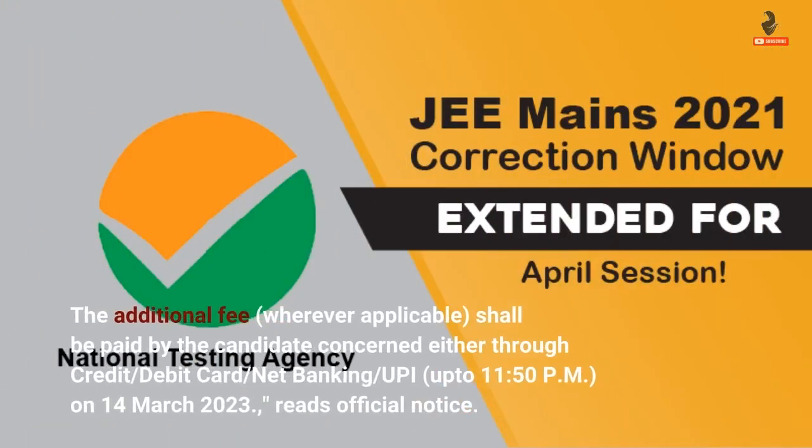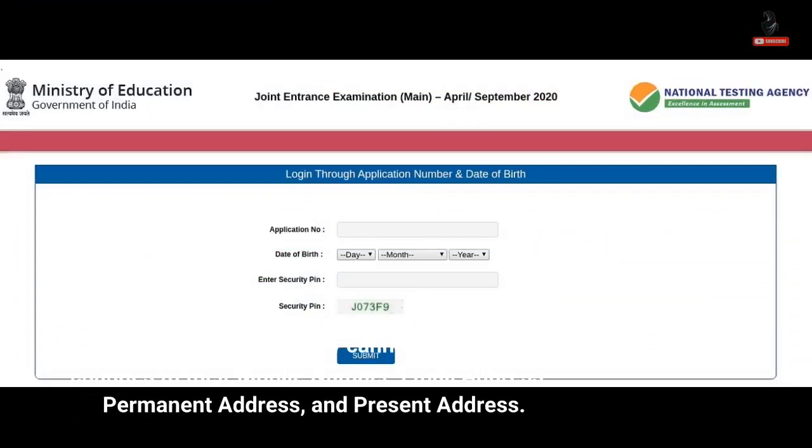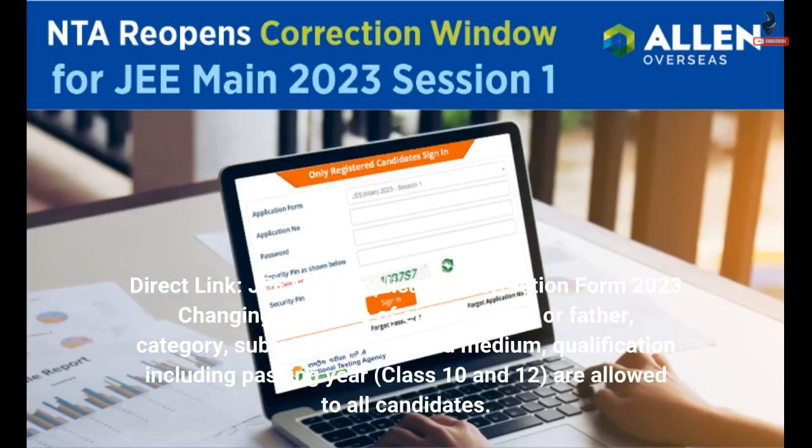The additional fee, wherever applicable, shall be paid by the candidate concerned either through credit card, debit card, net banking, or UPI, up to 11:50 p.m. on the 14th of March 2023, reads the official notice. Candidates may note that they cannot make any changes to their mobile number, email address, permanent address, and present address. Direct link, JEE Main Application Correction Form 2023. Changing the name of either mother or father, category, subcategory, city and medium, qualification including passing year, class 10 and 12, are allowed to all candidates.